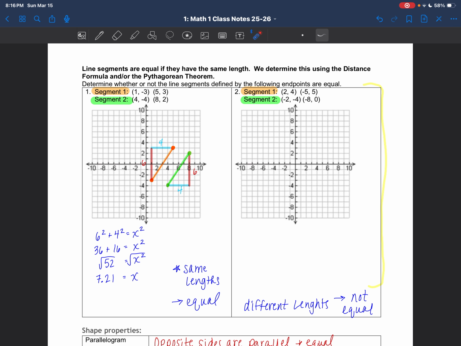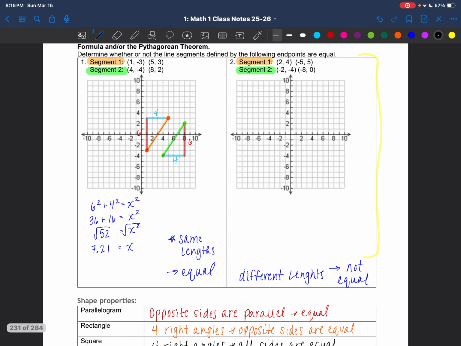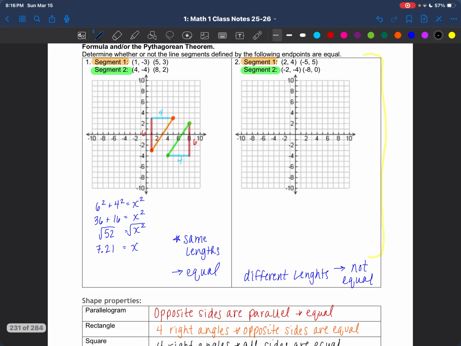So I'm going to give you a hint on this next one. You're going to have different lengths. They're not equal. So if you did this correctly, one of these will be 7.21. The other one will be 7.07. So make sure you're showing the work to back it up, but those are your two lengths, and since they're different lengths, they are not equal.